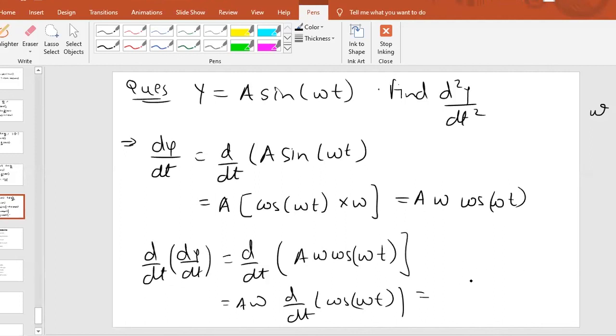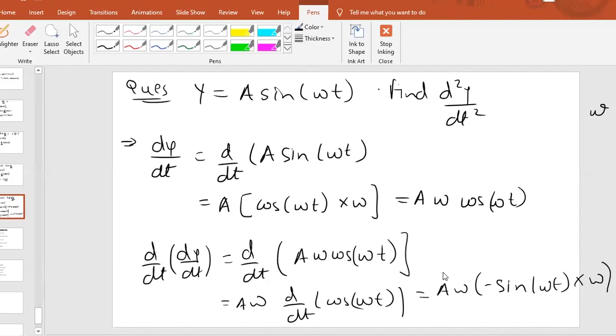So we have a omega, and the differentiation of cos is minus sine omega t. Go inside the bracket and differentiate omega t, which gives omega. So the answer for this problem will be minus a omega square sine omega t.